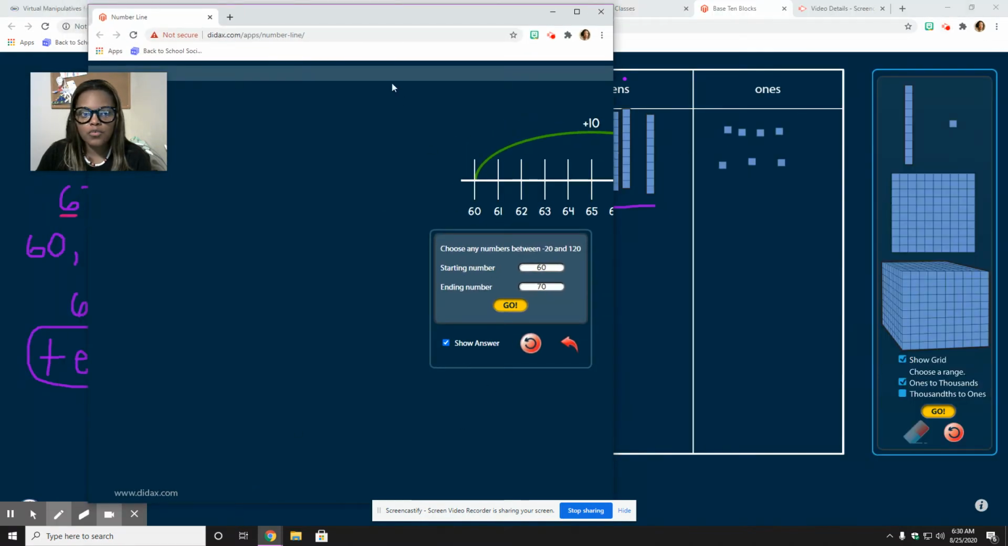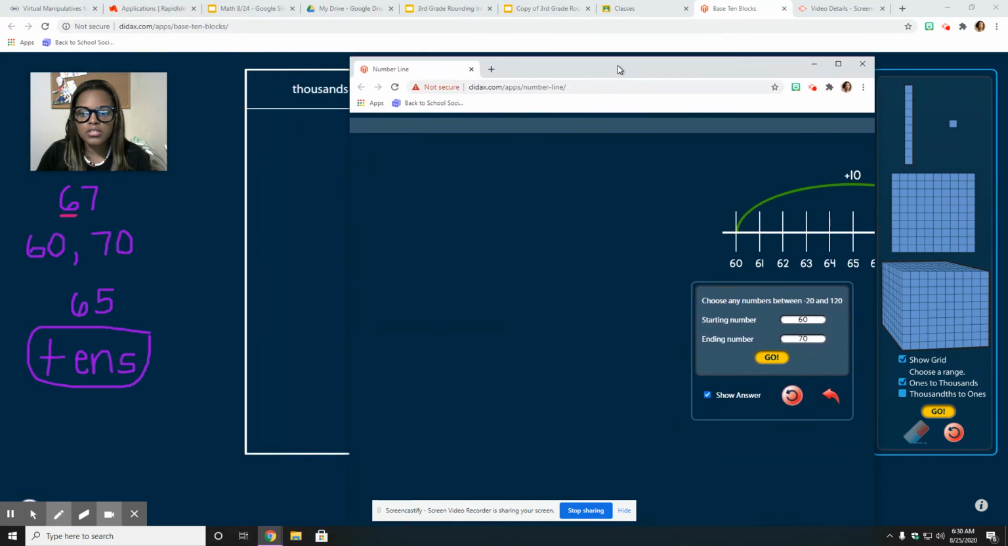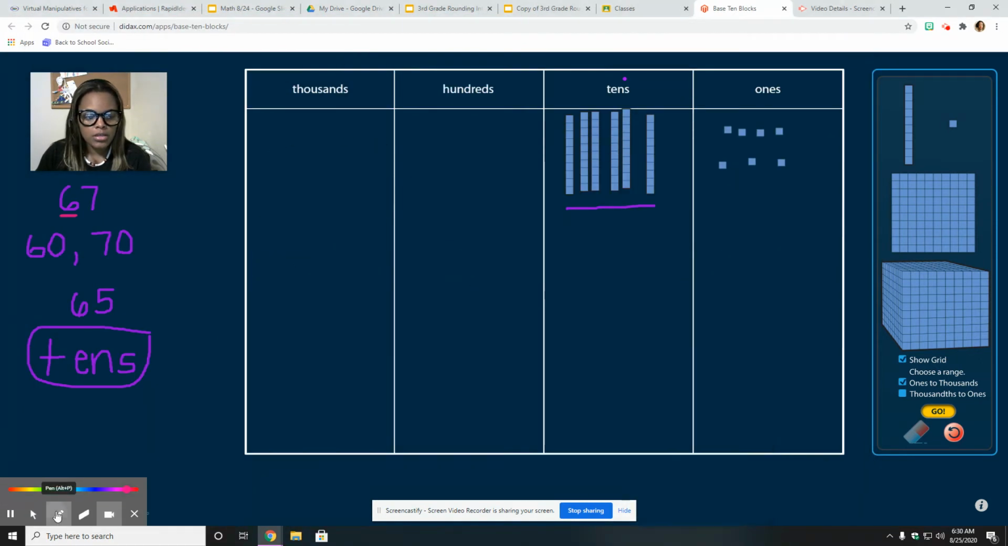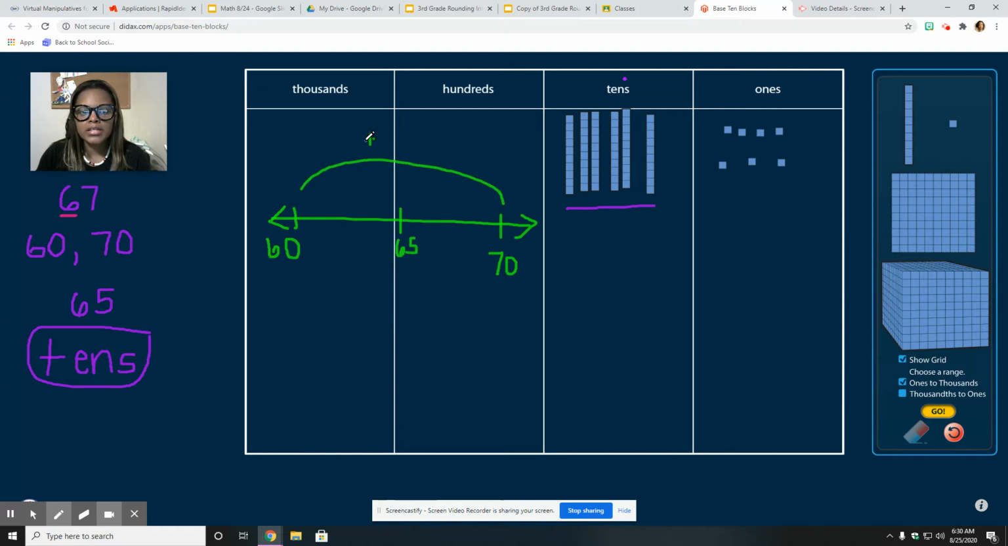Just for purpose of writing on the screen, I'm going to draw this number line here, because technology is not being my friend this morning, but it's okay. So here's my number line, 60 and 70. I've identified my midpoint is 65. I jumped by 10. So now it's time to put 67 on the number chart. I'm going to do my little dashes. 67 is right here. Very good.